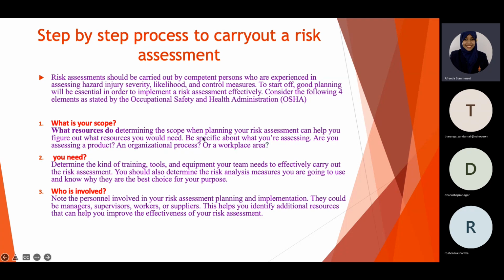And then we need to be specific about what you're assessing. Is it a biological risk assessment? Is it an environmental one? Is it chemical? You need to assess your resources, right? So that's a lot of planning and analysis in how you carry it out. And the second one is, you need to determine the kind of training, right?